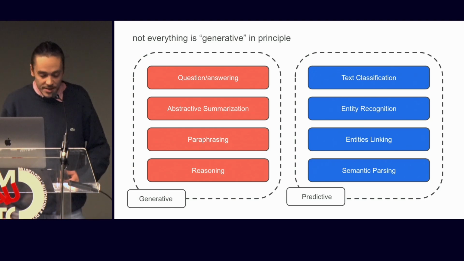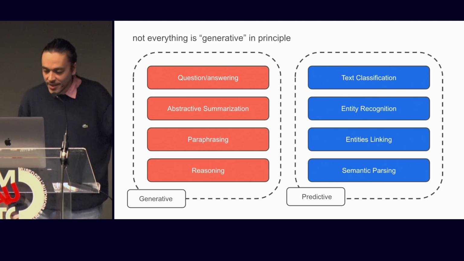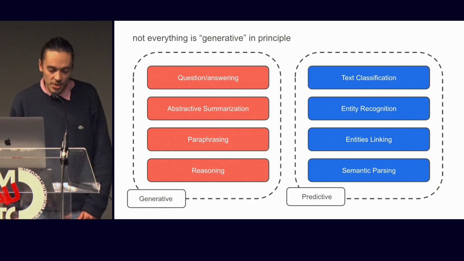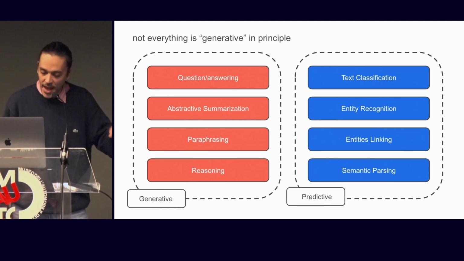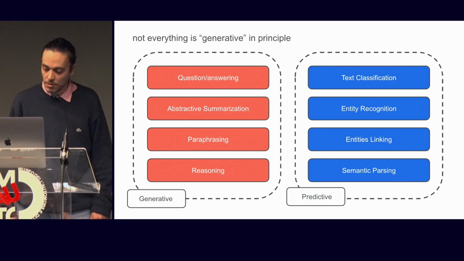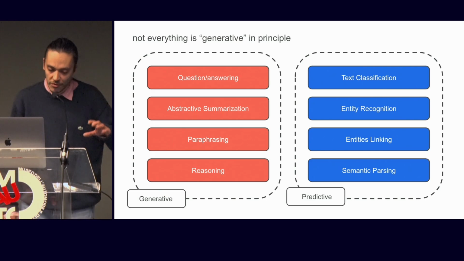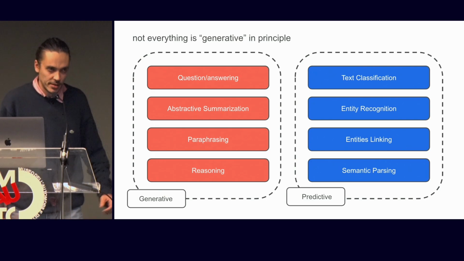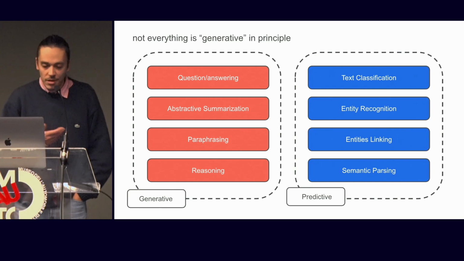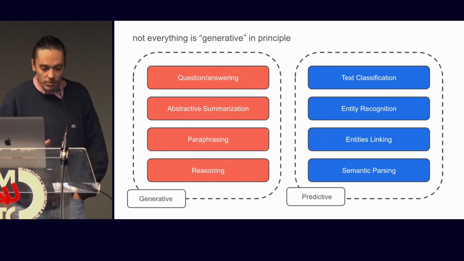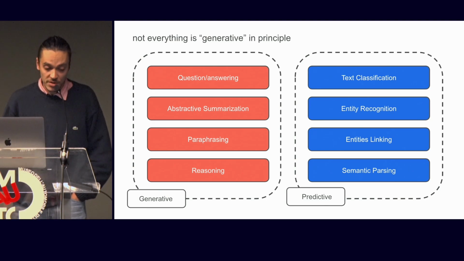We have predictive tasks, like the very classic examples of text classification or entity recognition, like detecting some entities in the text, or linking of these entities, or semantic parsing, a very old-fashioned but important task in NLP with respect to the generative ones. Nowadays, we only see problems like question answering, summarization, reasoning, chain of thought, and downstream tasks like this.